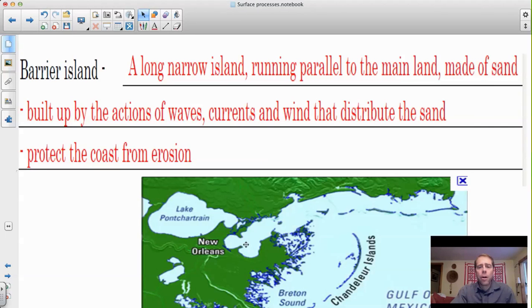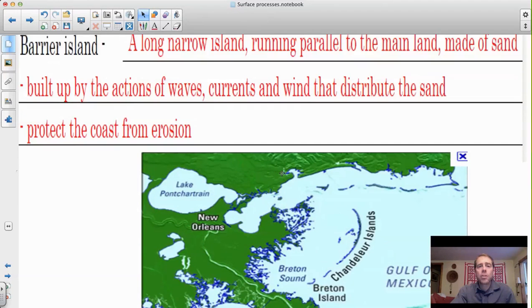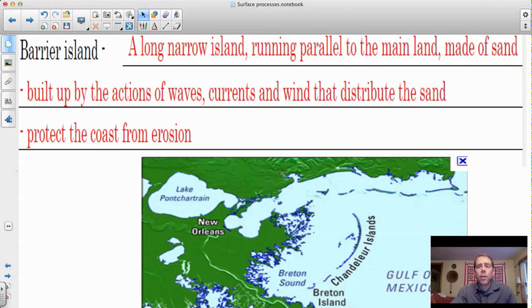And barrier islands are these long, narrow islands that run parallel to the mainland. They're made of sand. They're built up by action of waves, currents, and wind that distribute the sand, and they tend to protect the coast from erosion. So we get these islands that form out here from sand over hundreds and thousands of years building up. Then plants will start to grow on that, and then you'll get a more developed island. And as the waves come in, they hit these islands first, slow down, and protect the mainland.